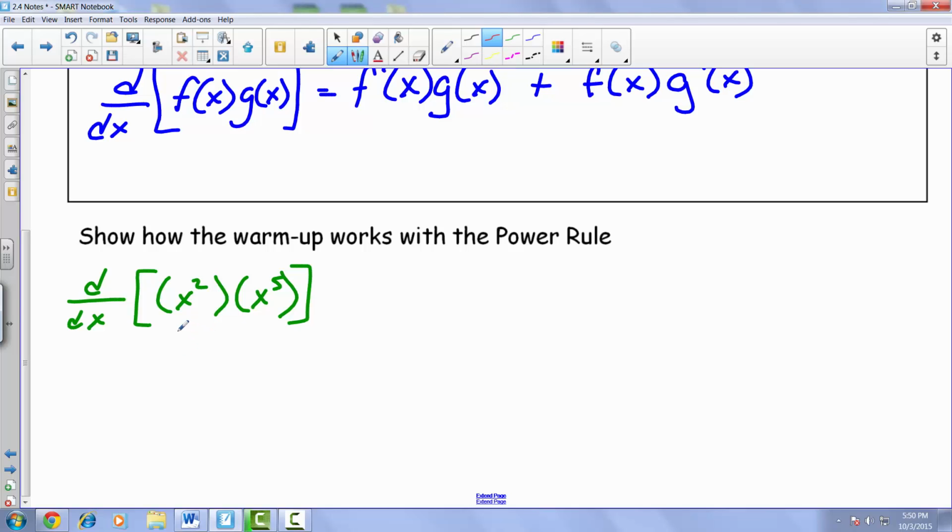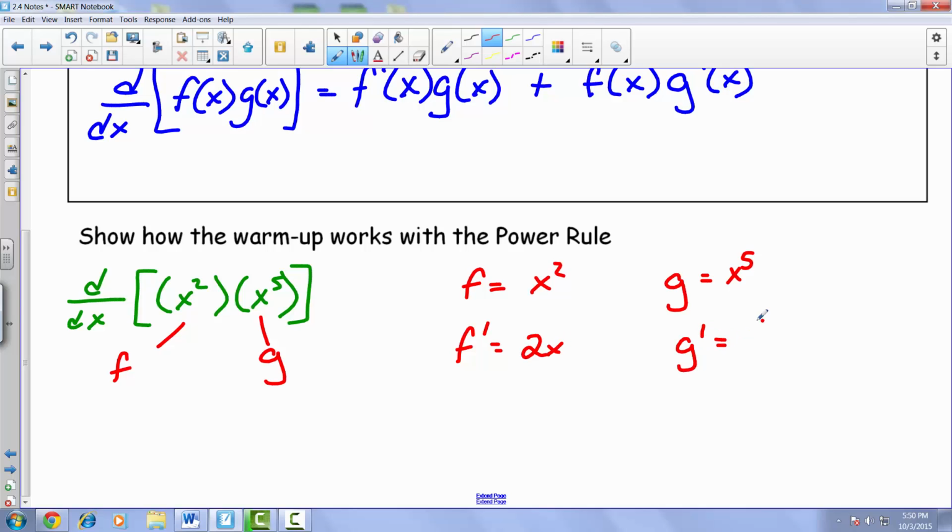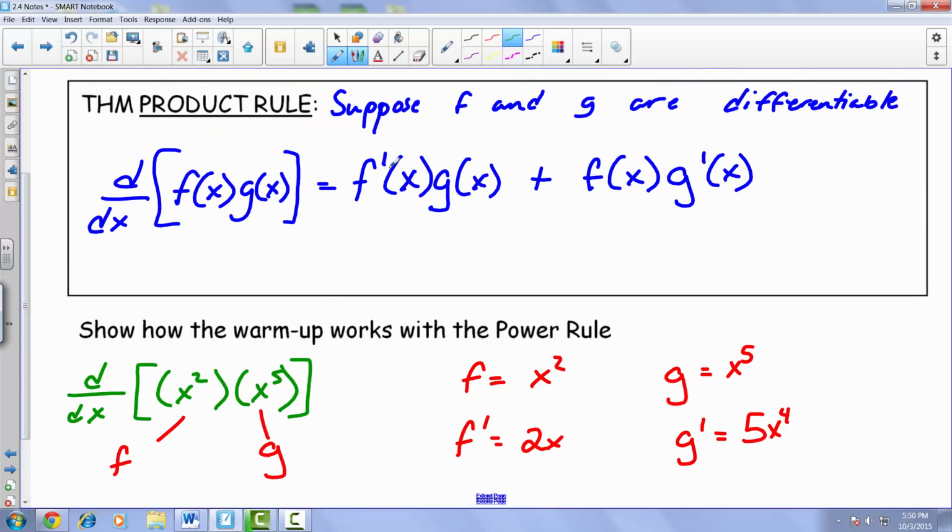What we're going to do is say that this guy is f, and that this guy is g. So then f is equal to x squared. g is equal to x to the fifth. Going ahead and taking the derivative of each one, f prime comes out to be 2x, and g prime comes out to be 5x to the fourth. Essentially, you're just taking the derivatives of each one. Even the definition actually calls for that. You're taking the derivative of the f function, you're taking the derivative of the g function.